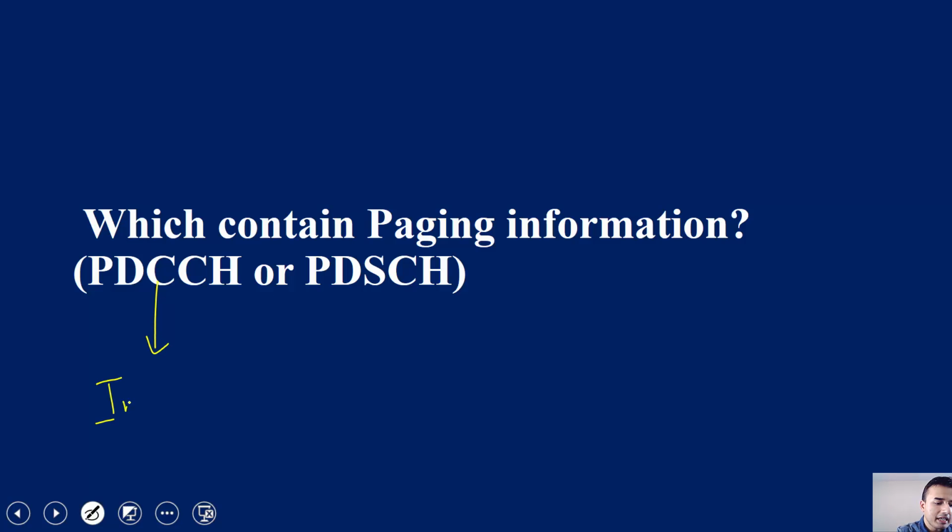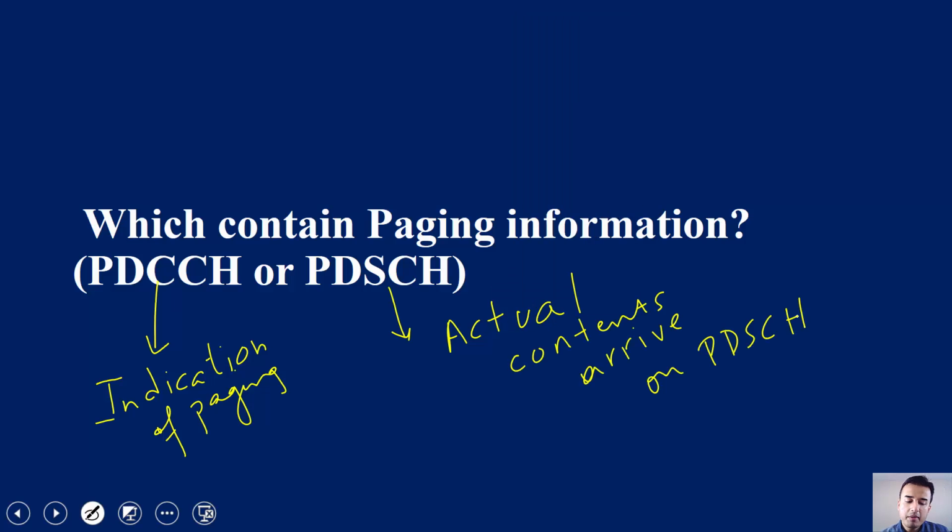The indication of paging comes on the PDCCH channel, whereas the actual contents which arrive for the UE as a result of paging come on the PDSCH channel. What do I mean by this? When a UE is being paged, how will the UE know that it is being paged? It finds that out by reading the PDCCH, or physical downlink control channel. Whereas once the UE is sure that it is being paged, where does it go to find the actual information it is receiving as a result of paging? That information arrives in PDSCH.